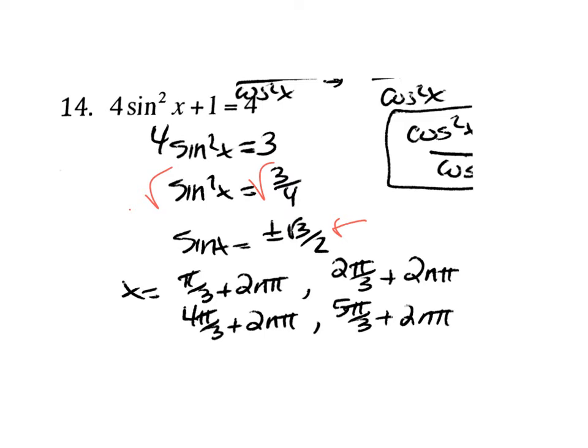Now, because it's plus or minus, that means every quadrant can have an answer. And because it's square root of 3 over 2 and the sign, it's all the pi over 3. So I put all the pi over 3's and added 2 n pi because the period of sine is 2 pi.